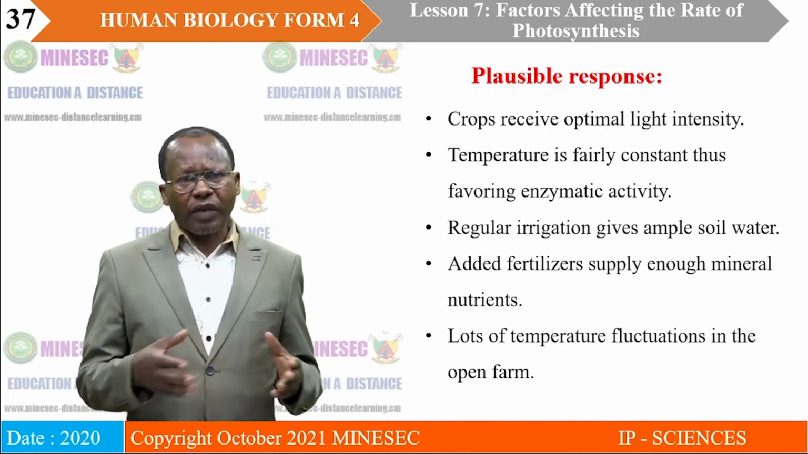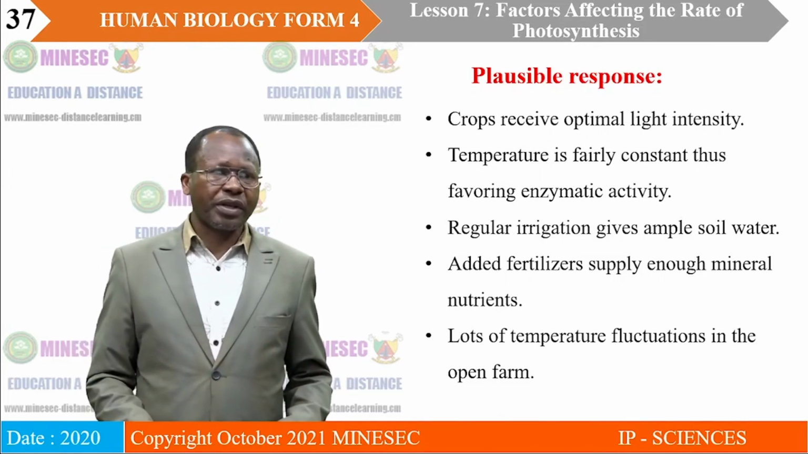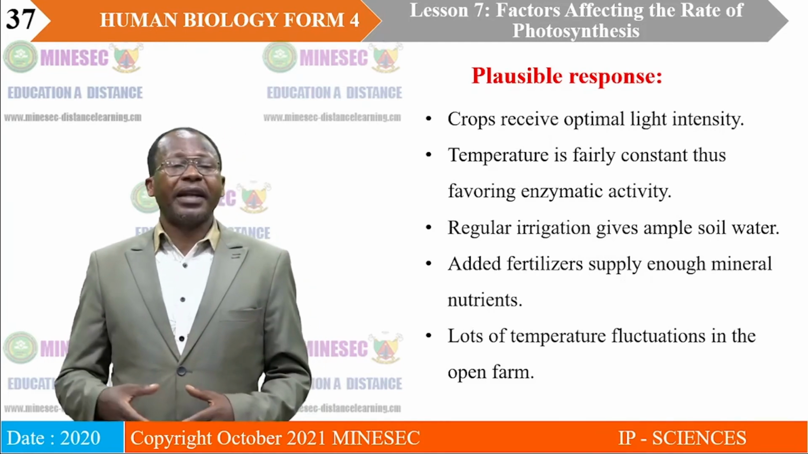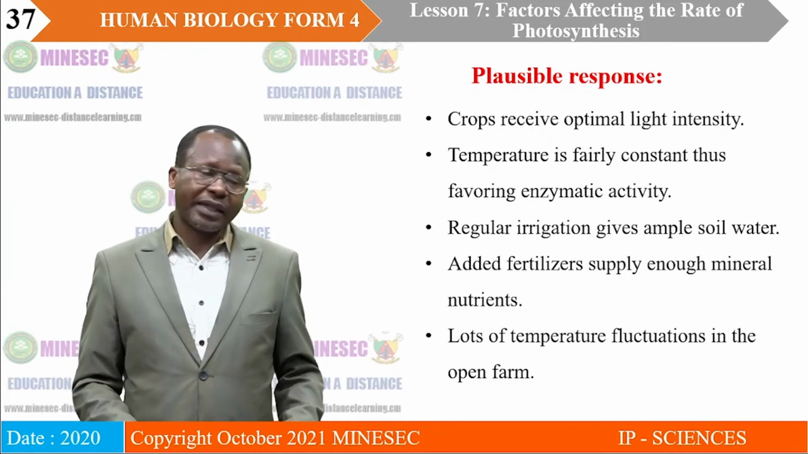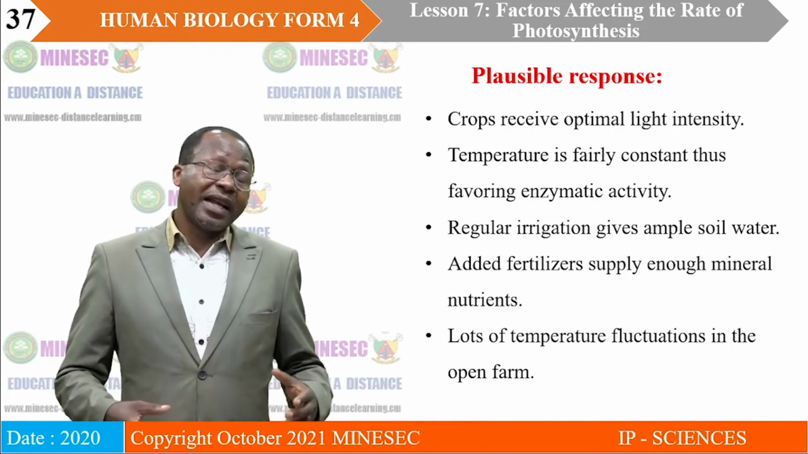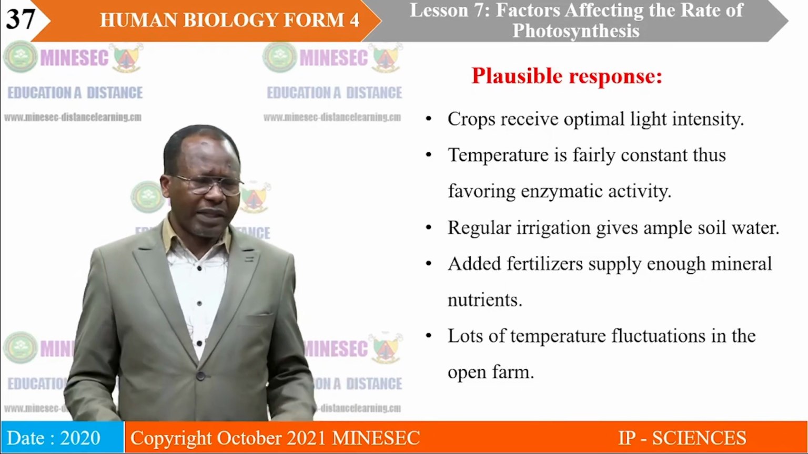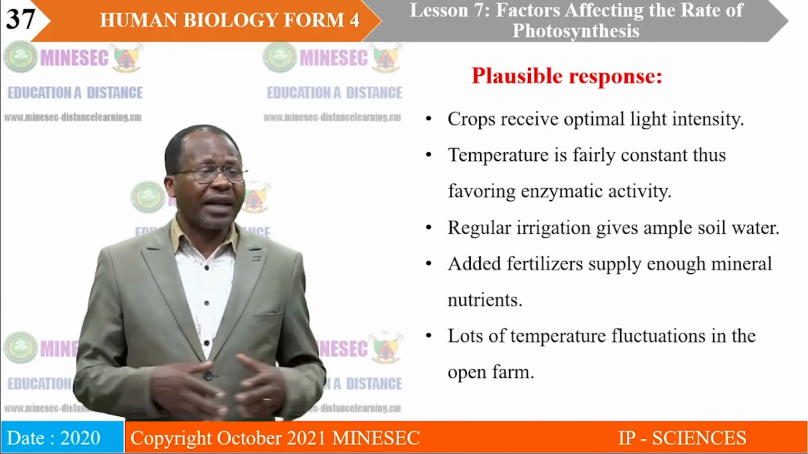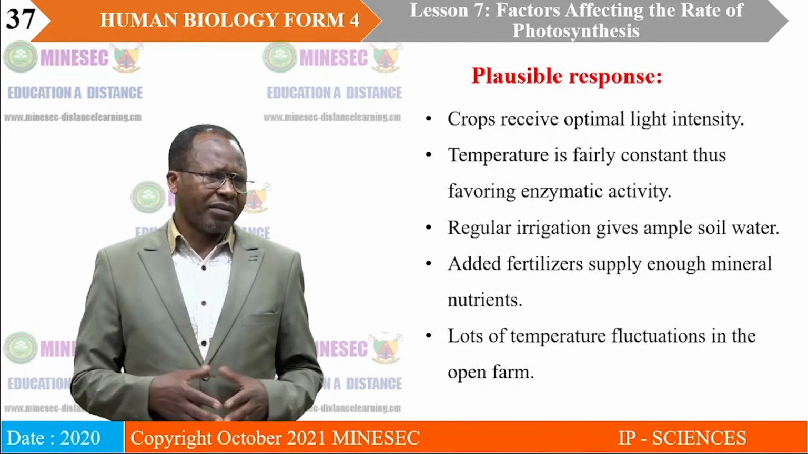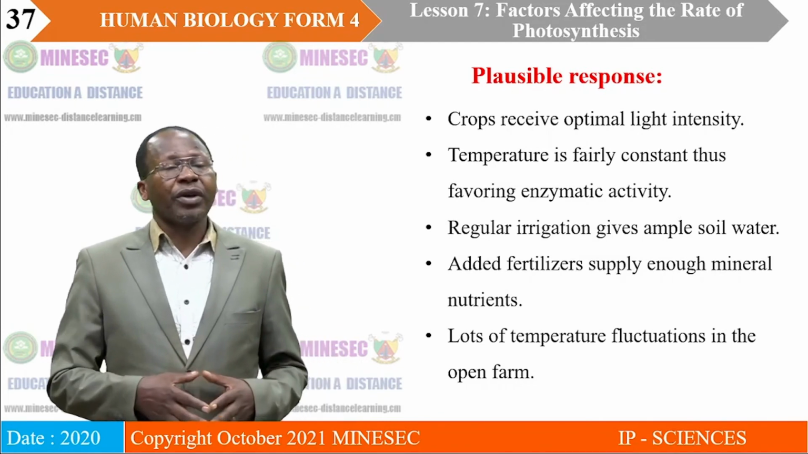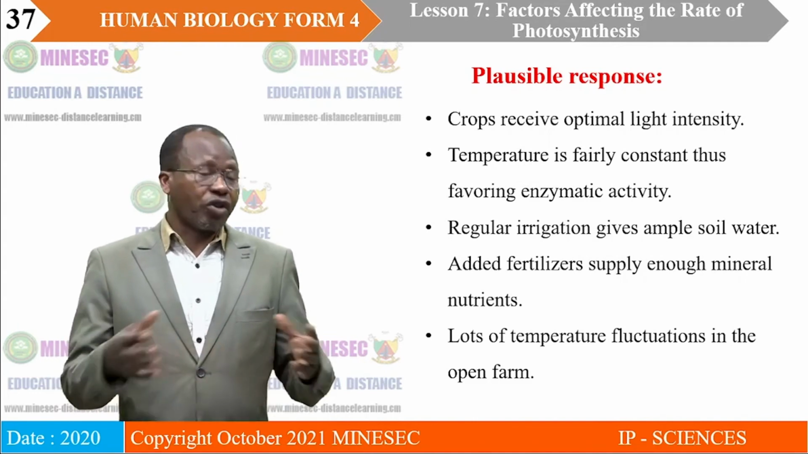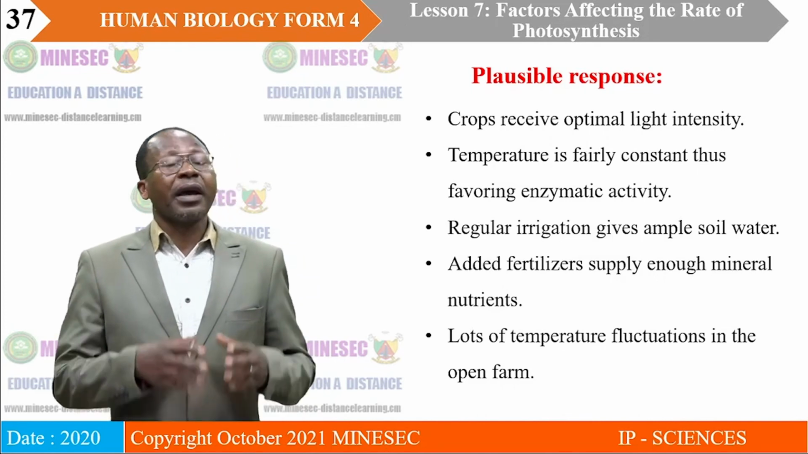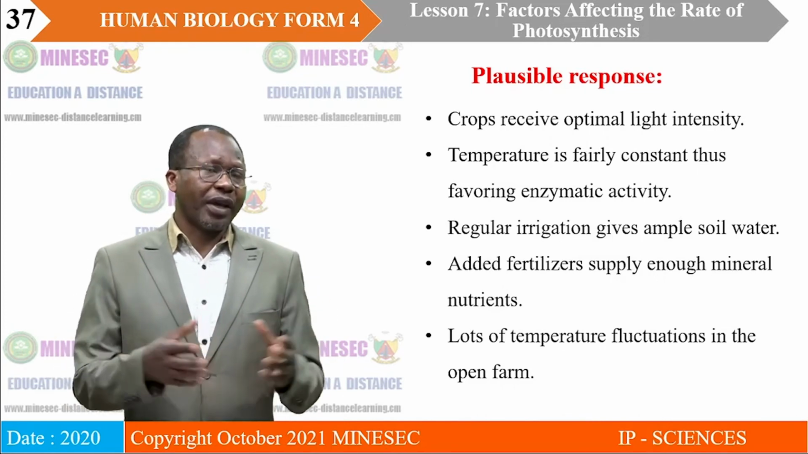And also, lots of temperature fluctuations in the open farm will affect the plants negatively compared to a regular temperature control inside the greenhouse. That is why in the temperate regions in Europe, for example, where we have winter seasons, during winter, when the temperatures are as cold as minus 10 degrees, even more than that, very freezing temperatures, greenhouses are constructed and crops grow healthily inside these greenhouses because of this controlled temperature environment.